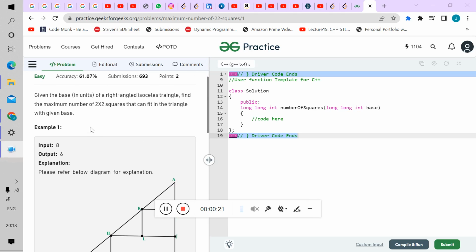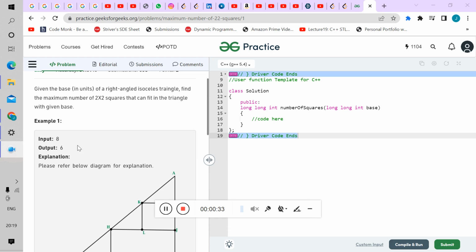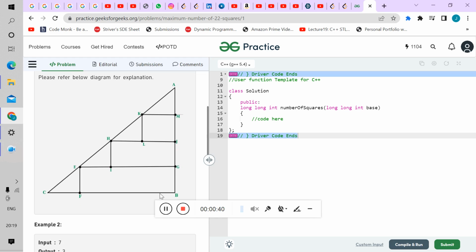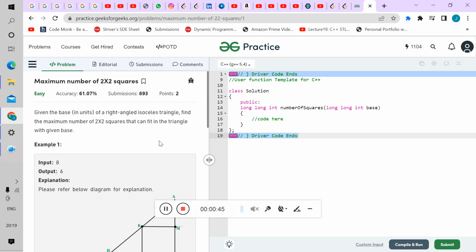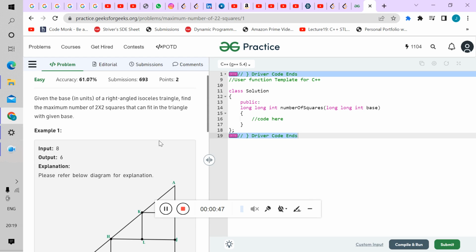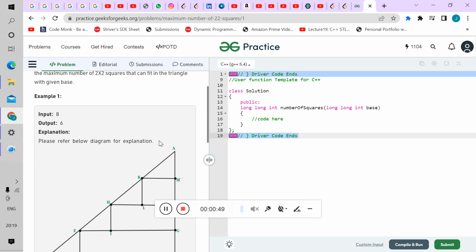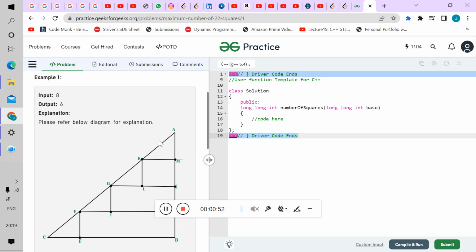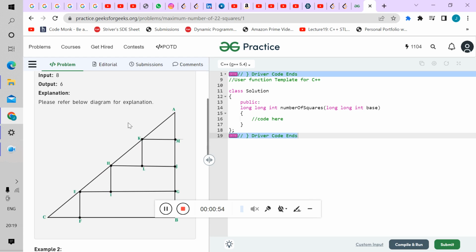Basically, we are given the base, in units, of a right angle isosceles triangle, and we have to find the maximum number of 2 cross 2 squares that can fit in the triangle with the given base, right? What is meant by isosceles? That the two sides of the triangle are equal. So how do we approach this problem?